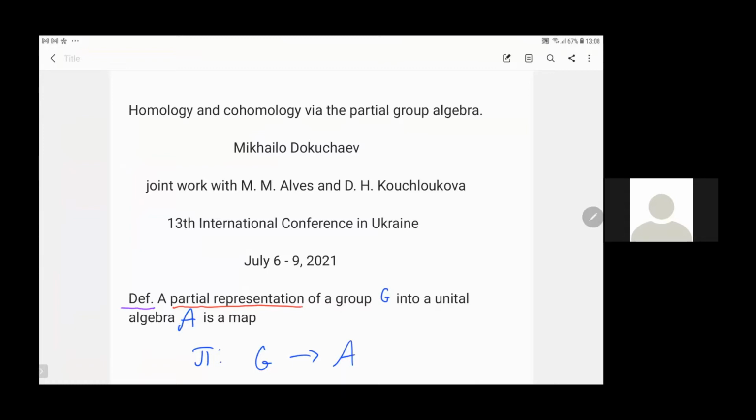So I will start with some definitions. The key definition is that of a partial representation of a group.